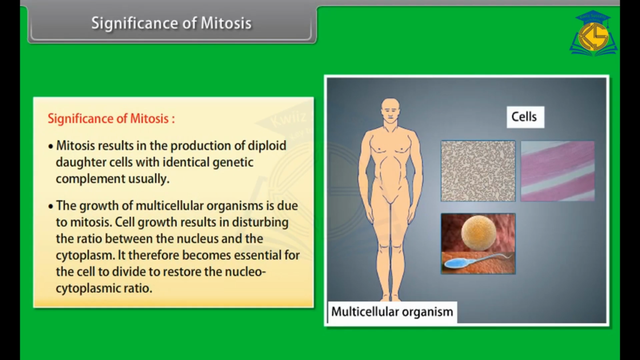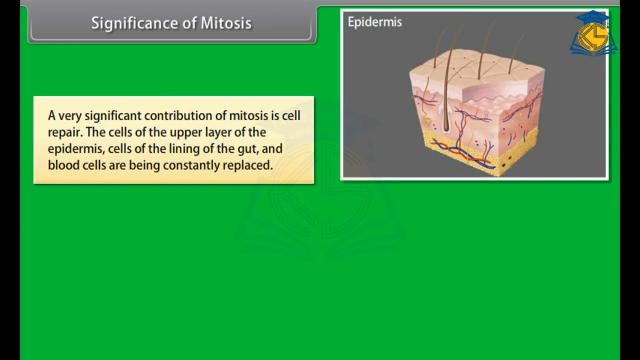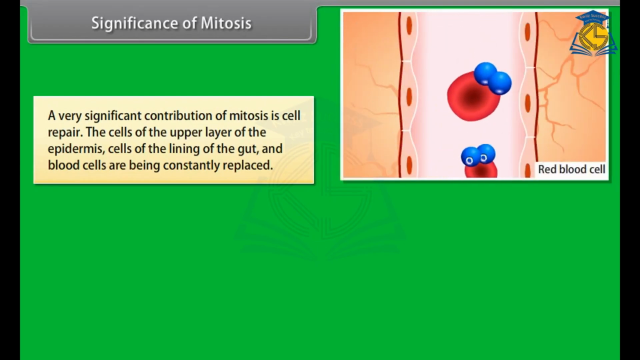Cell growth results in disturbing the ratio between the nucleus and the cytoplasm. It therefore becomes essential for the cell to divide to restore the nucleocytoplasmic ratio. A very significant contribution of mitosis is cell repair. The cells of the upper layer of the epidermis, cells of the lining of the gut, and blood cells are being constantly replaced.